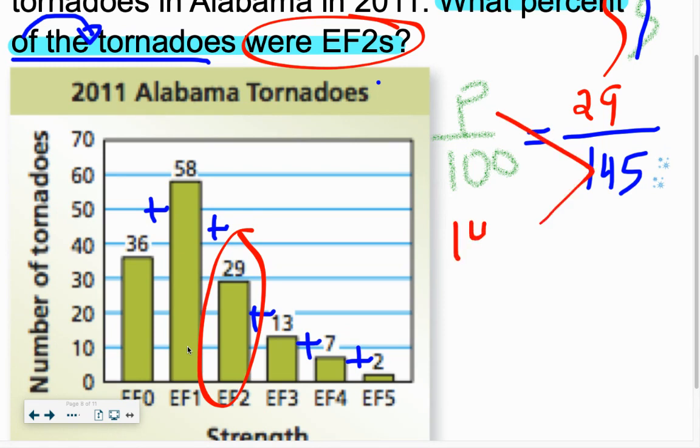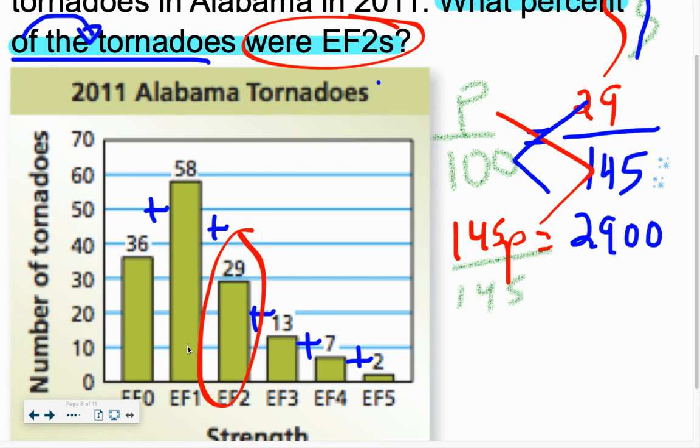And again, here we go. Ricochet off, 145p equals 29 times 100, 2,900. And then divide both sides by 145. Doing so, grab a calculator. Again, if you're going to mental math, be very careful that you carry everything correctly. Don't have an extra zero or a missing zero, so you get that 20.